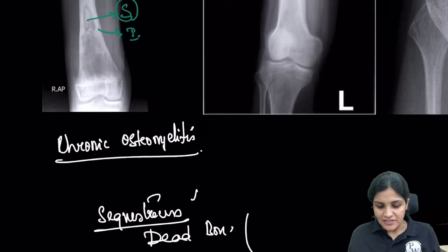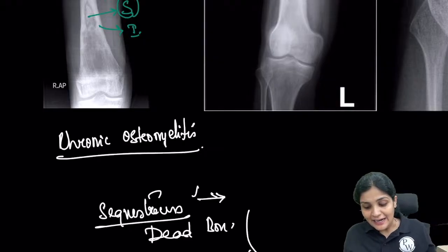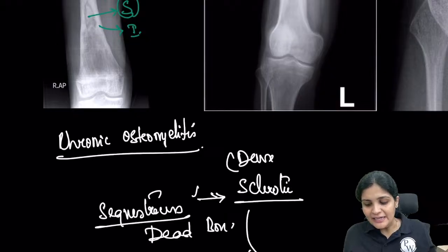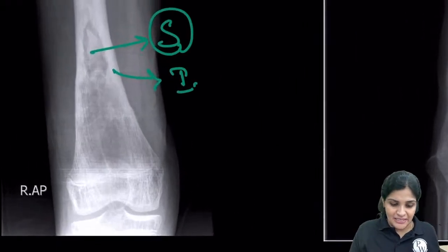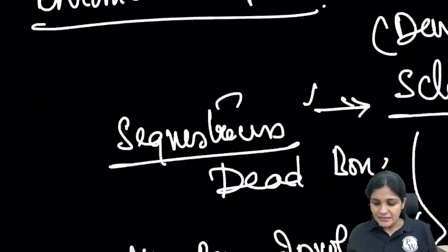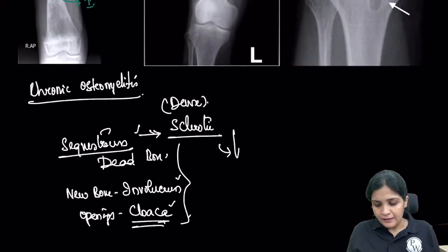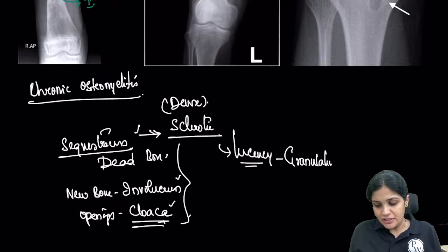And how do I identify the sequestrum? Sequestrum is again a dead bone. Something dead is sclerotic, that means it is dense. So it is dense white bone which is surrounded by lucency. This lucency is nothing but the granulation tissue, right?